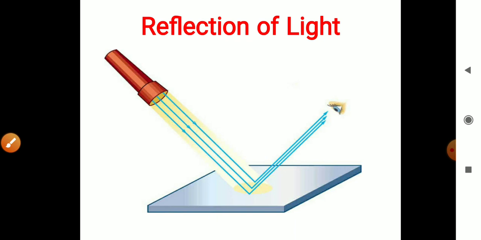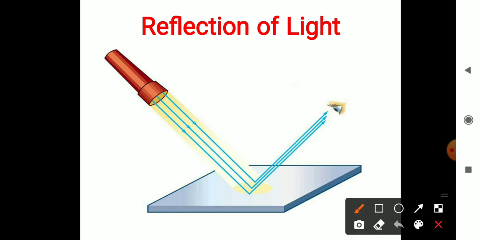Now, when you switch on the torch, the light is emitted from the torch, and you know that light always travels in a straight line. So the rays of light or the beam of light is emitted from the torch, and it is moving towards the reflecting surface. The reflecting surface will reflect this light in another direction but in the same medium.